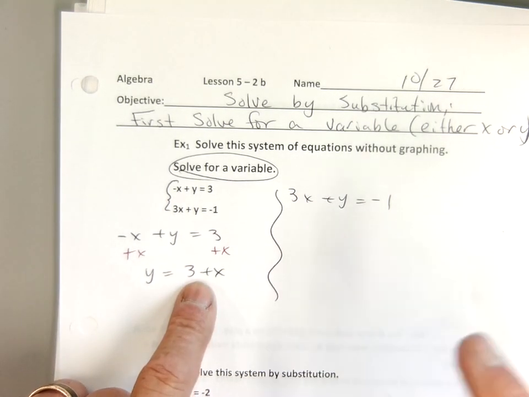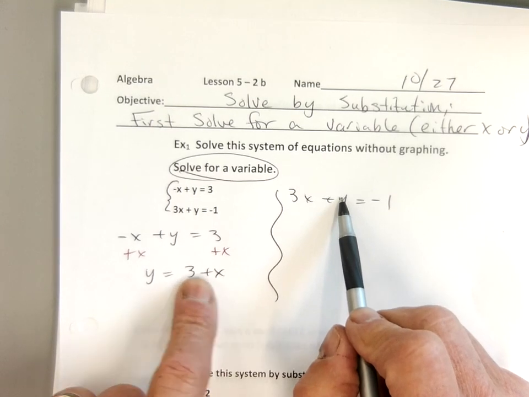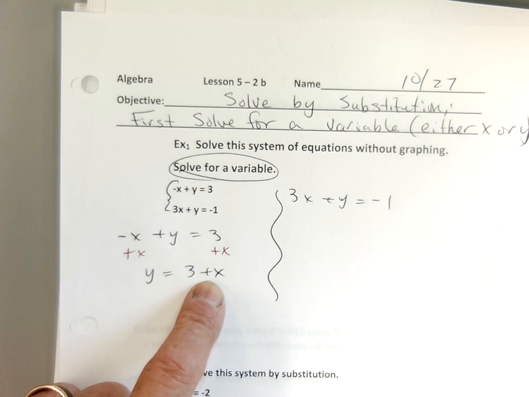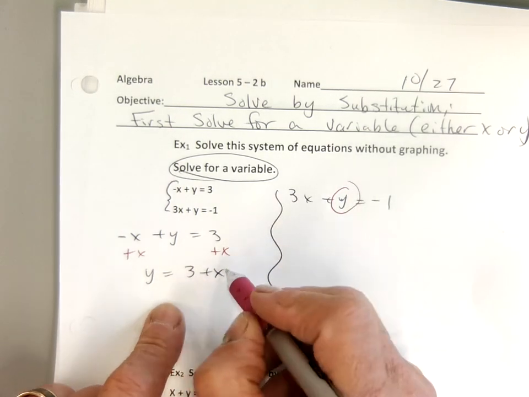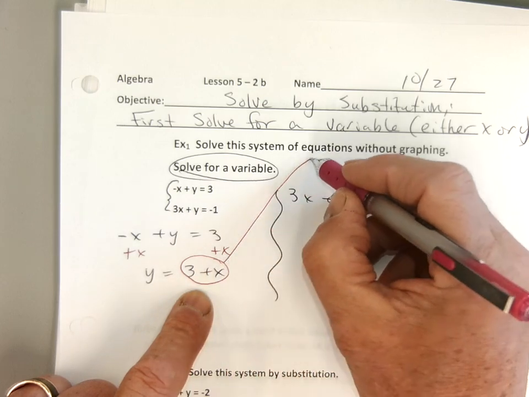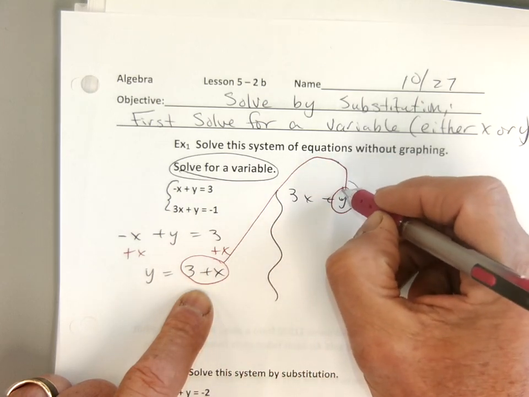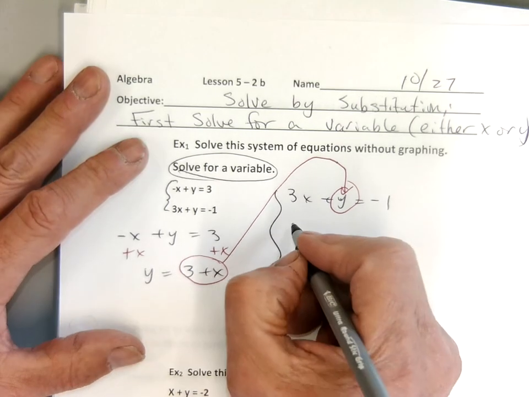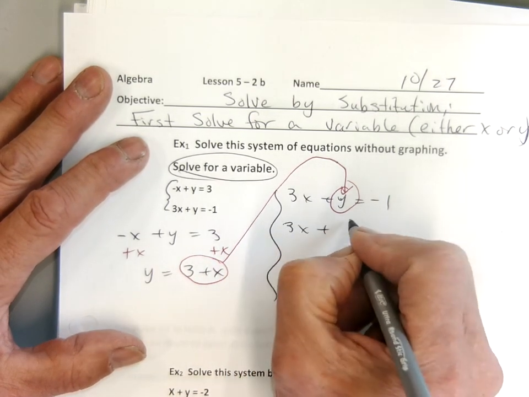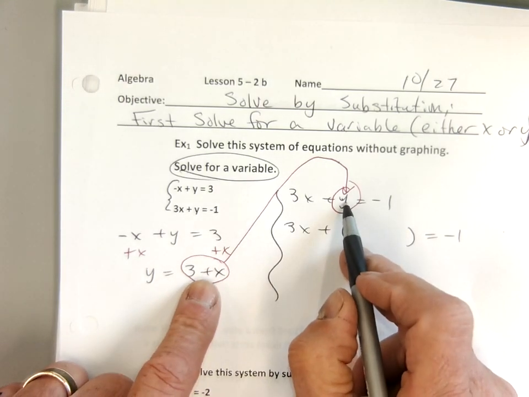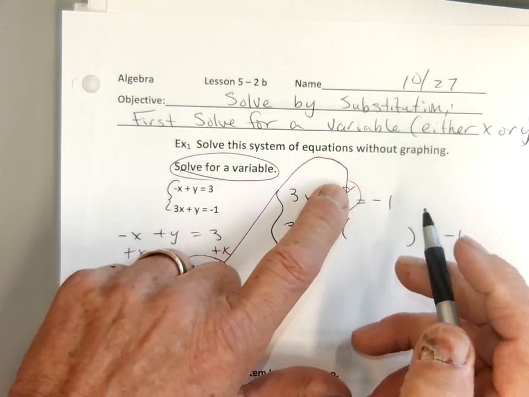Now, instead of writing y over here, I know what y is equal to. So I solved it so it says y equals. So instead of writing y right here, let's write what y is equal to. So I'm going to put this 3 plus x in for y. I'm going to replace it. 3x plus, not y, don't write y at all, but put the 3 plus x into its place.